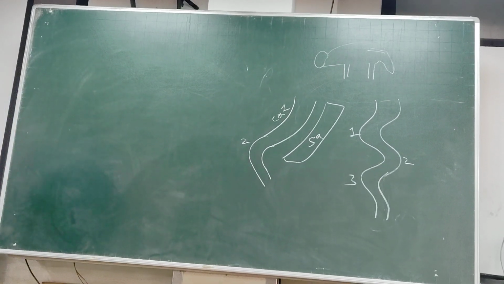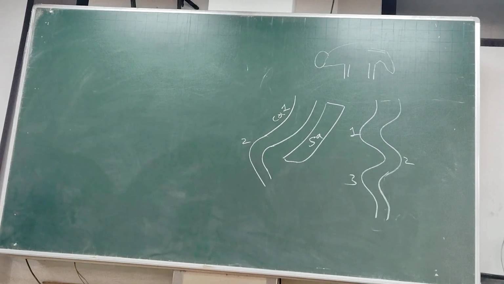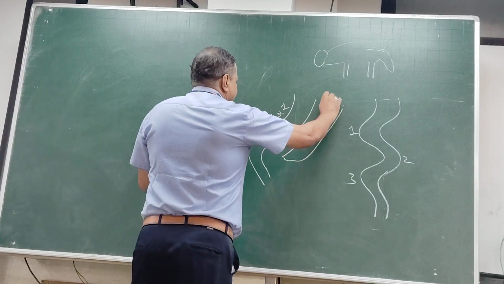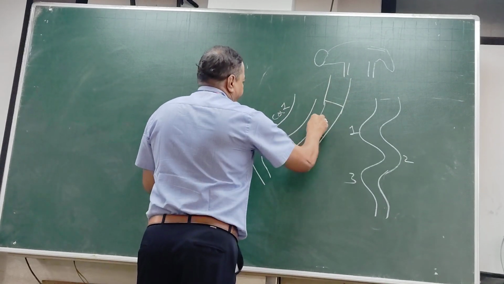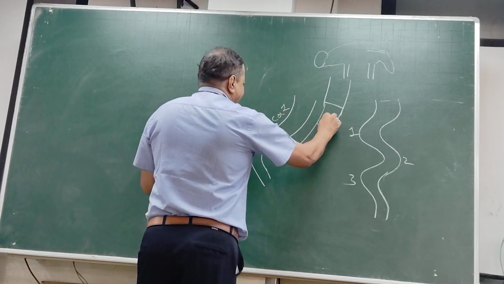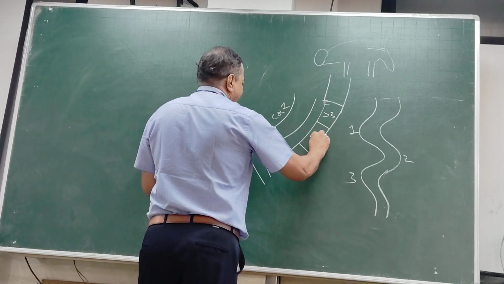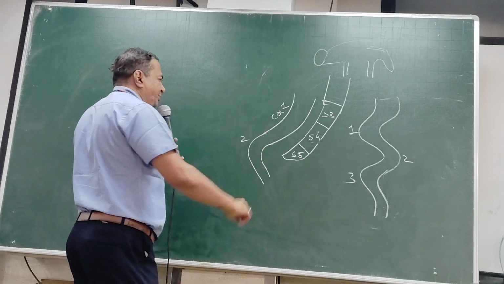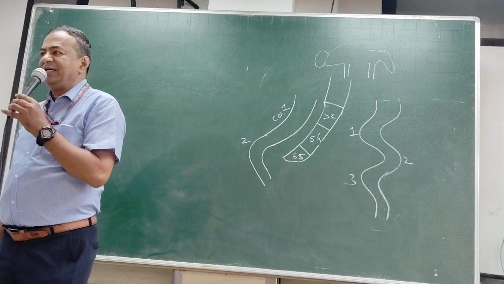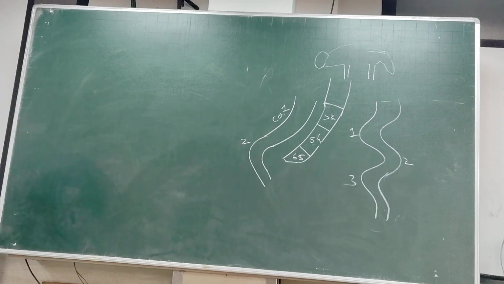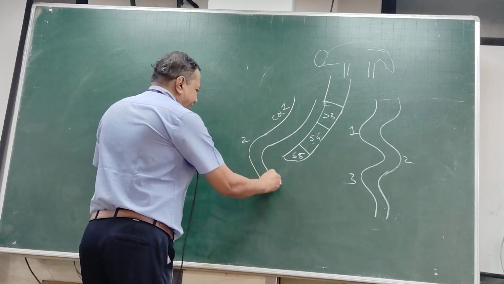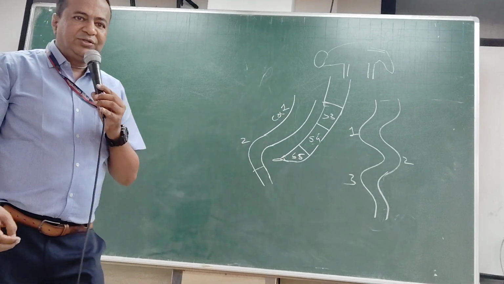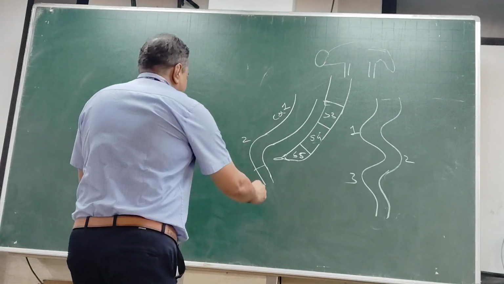Rectum is 5 inches long. It starts from S3 vertebra, S3, S4, S5. So that is the posterior relation of the rectum, S3, S4, S5. And it ends 2 to 3 centimeters in front of the tip of the coccyx, and then starts the anal canal.